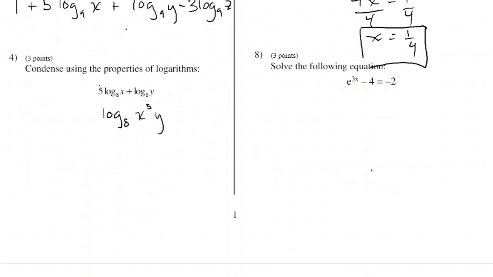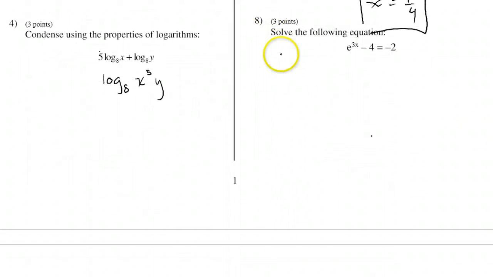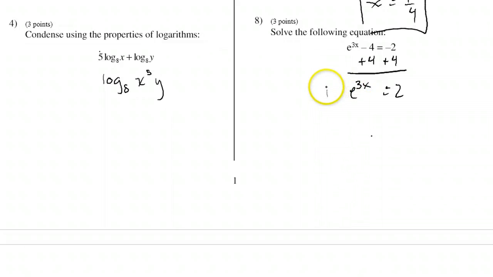Another similar one, number 8. What we're going to do on this is SADMIP, so get rid of addition subtraction first by adding this 4. And we get 2 here. Now to cancel out an exponential base e, we have to use log base e, which is ln. So if I do ln on both sides, that cancels.